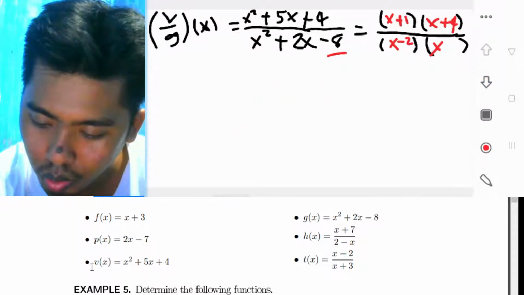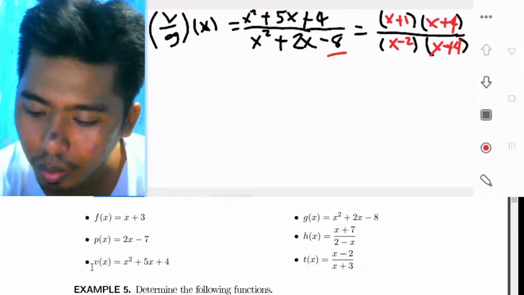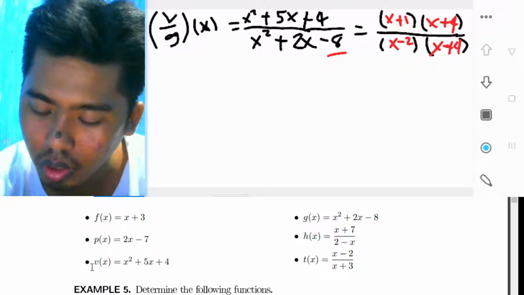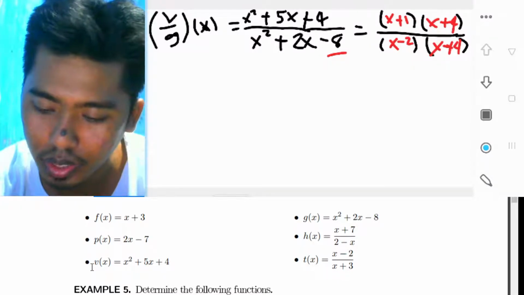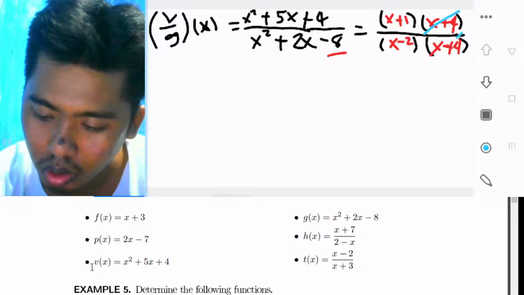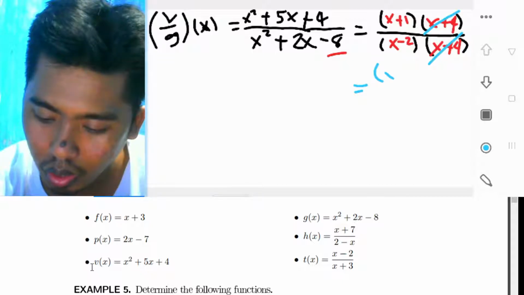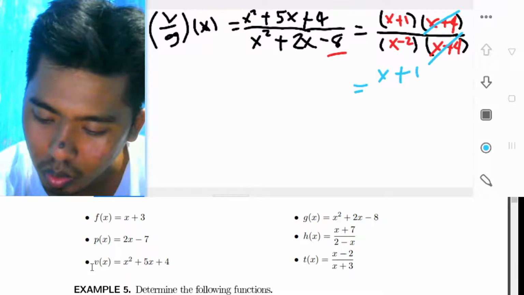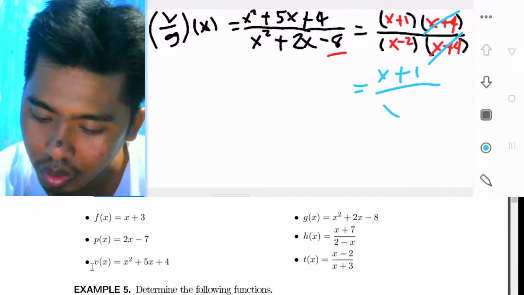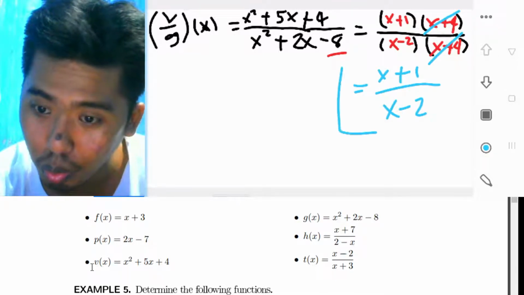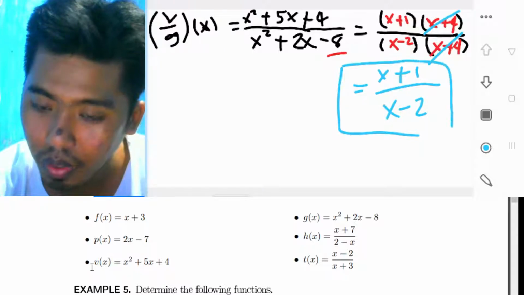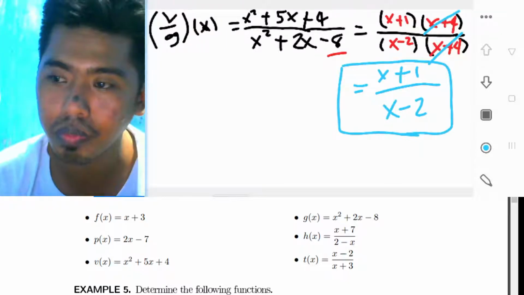Negative 2, positive 4. Right now, we can cancel out a certain binomial in the numerator and denominator here. Therefore, the answer is x plus 1 all over x minus 2. So that would be your final answer on this problem.